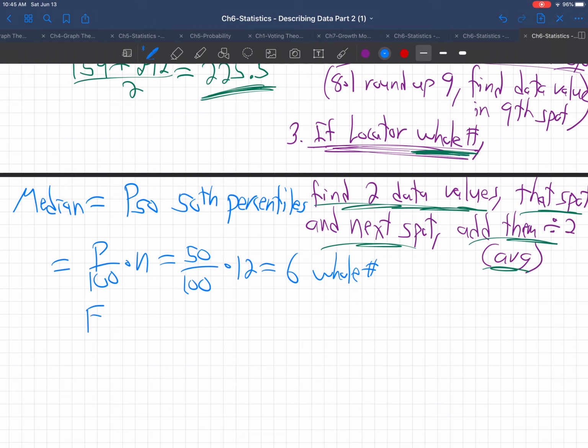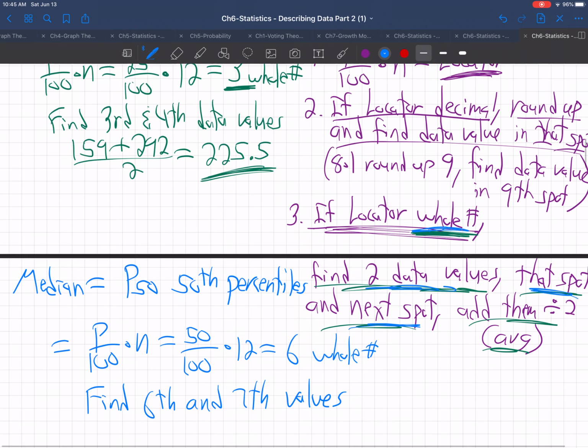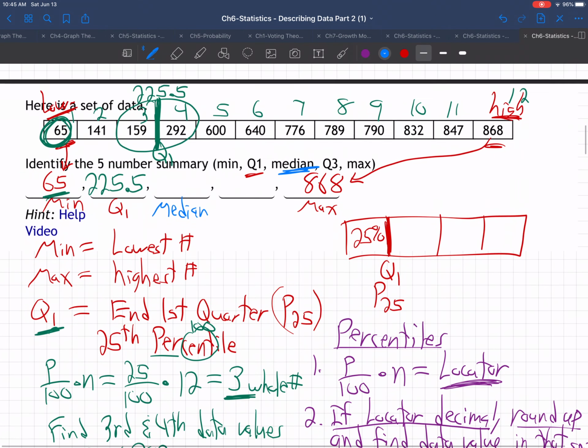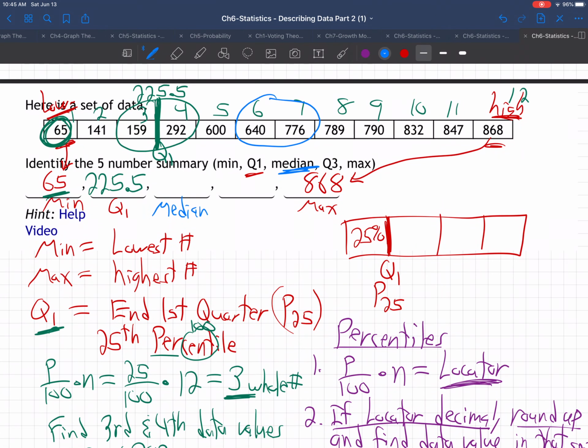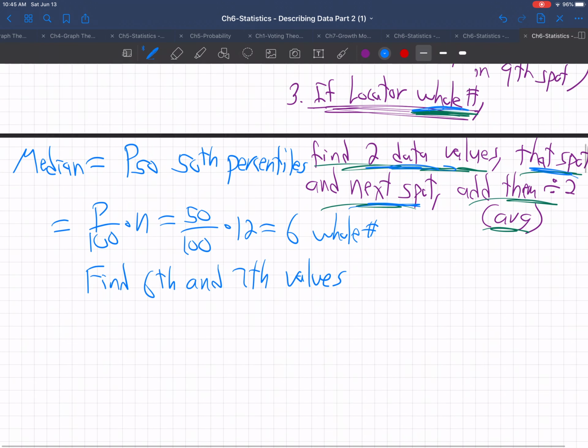We're going to find 2 data values, right? That's what it says. If you get a whole number, find 2 data values, that spot and the next spot. Find 6th and 7th values. Let's go find it. So here they are, 6th and 7th. So 640 and 776.